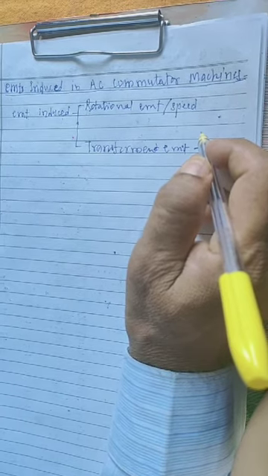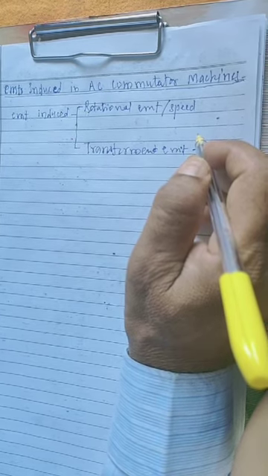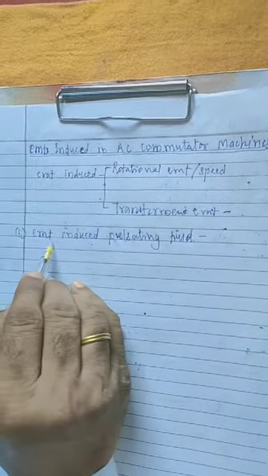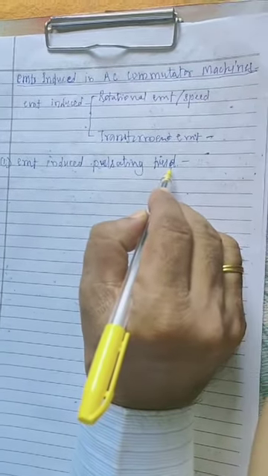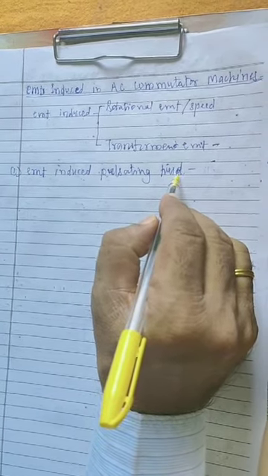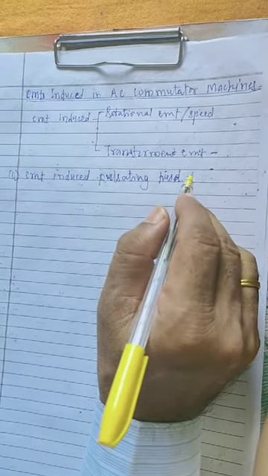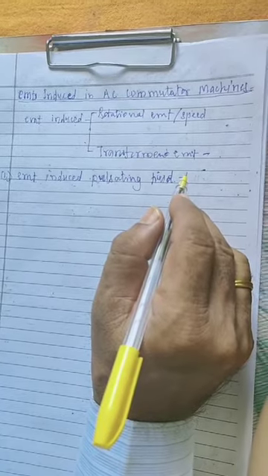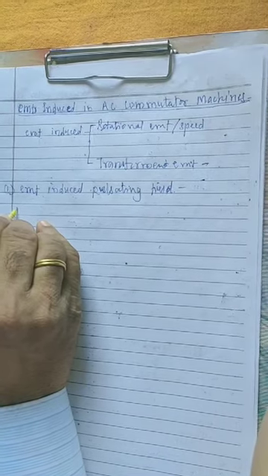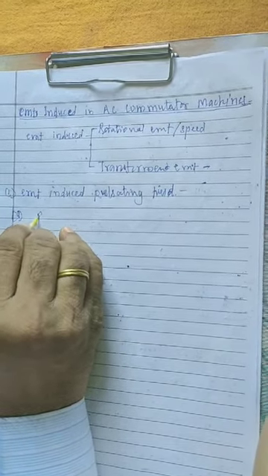So we have to study the EMF induced in the AC commutator machine due to the pulsating field. The EMF induced in the armature, when the field winding is connected across the AC supply, is again a rotational EMF and a transformer EMF induced in the armature. So here, first considering the rotational EMF. Number one is rotational EMF.